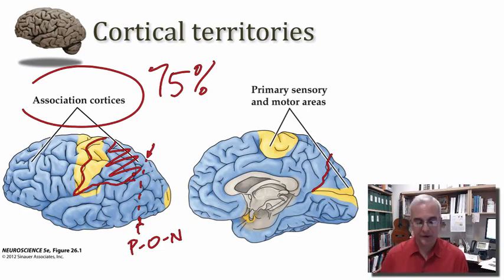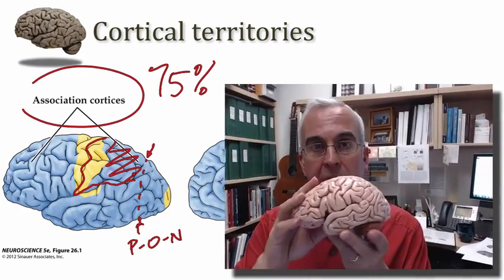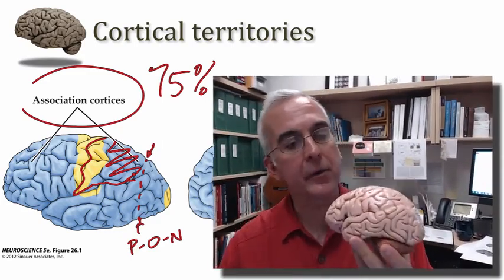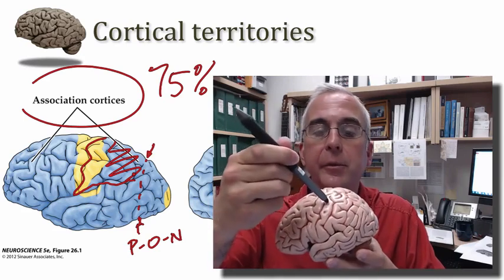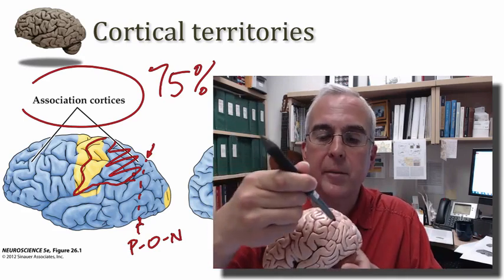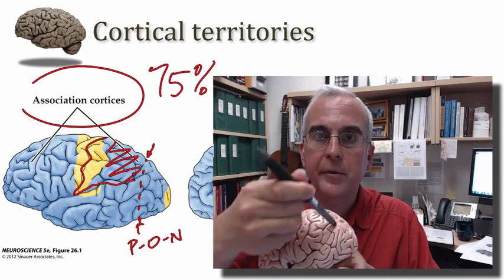So if I can just show you an image of the human brain using my model here. Here again is our central sulcus. So this would be our postcentral gyrus. So we're talking about the formations of the posterior parietal lobe.